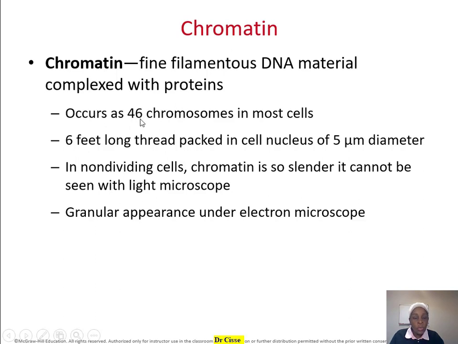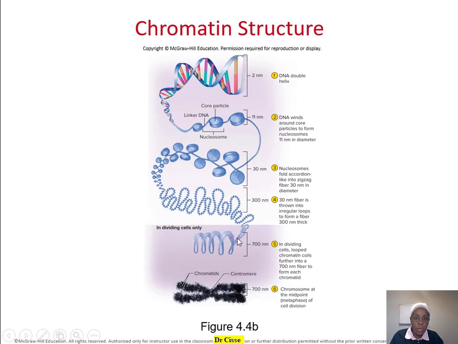It occurs as 46 chromosomes in most cells, 6 feet of thread packed in a cell nucleus of 5 micrometer diameter. It means if the cell is not dividing, the DNA is so slender that it cannot be seen with a light microscope. Only when the cell is dividing can we see the shape of the DNA, in the shape of a chromosome. If you look at this picture, the bottom is like a chromosome, right? This is the chromosome at the bottom.